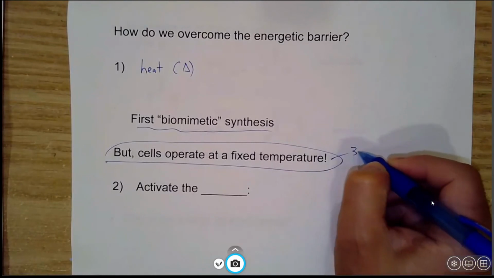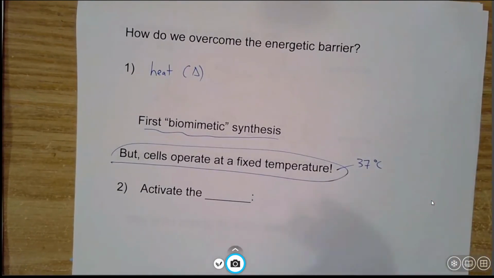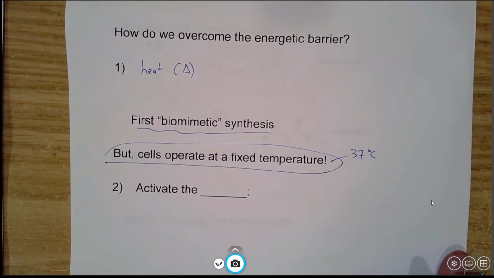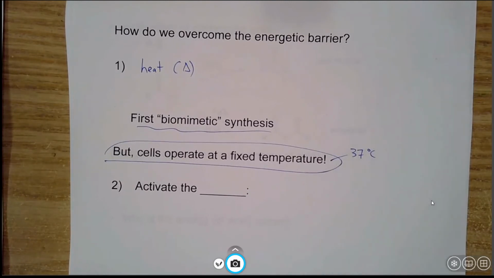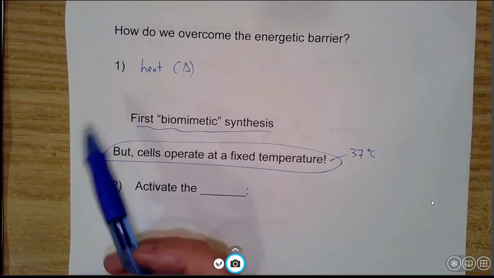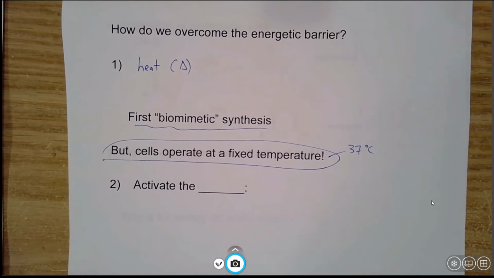However, if we're thinking biologically here, we know that cells in our bodies operate at very fixed temperatures, right? 37 degrees is our optimal temperature. We can't heat our cells up. There are some very small, limited number of organisms called thermophiles, and they can function at higher temperatures, like 72 degrees. However, those are really quite rare. So in general, heat is not a viable option to overcoming that energetic barrier that we're talking about.